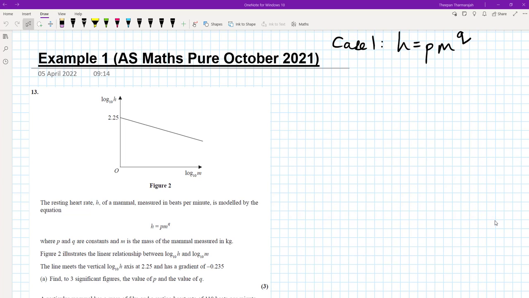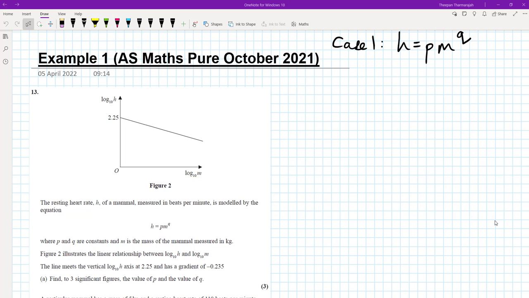So this video is going to be about logarithms and non-linear data. The first case is when we have something raised to a power when it's a number or a constant term. So in our case, h equals p times m to the power of q, but q is a number. So let's read the question.